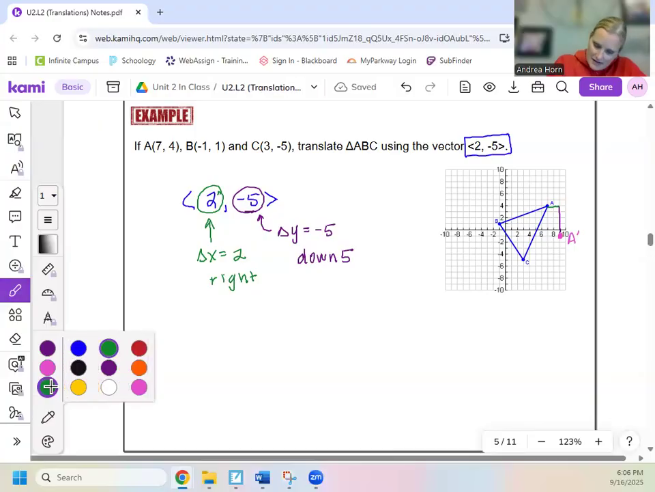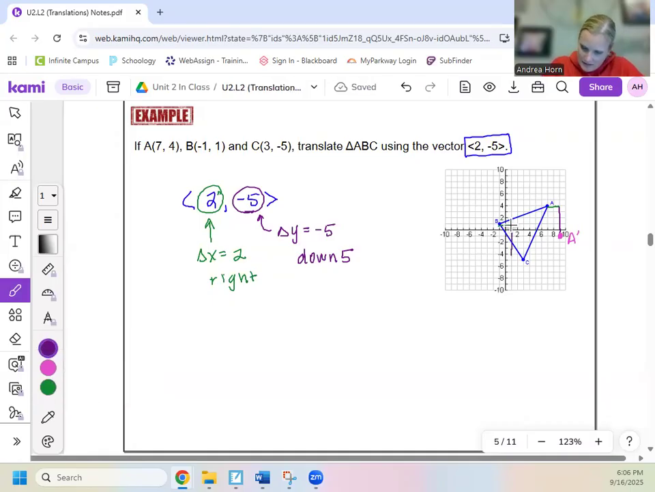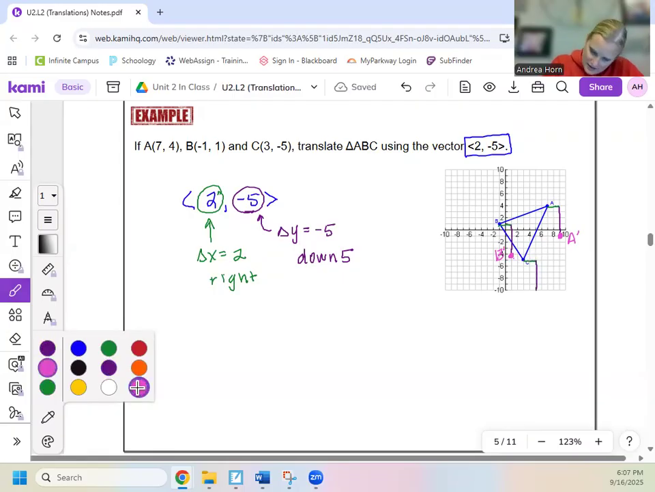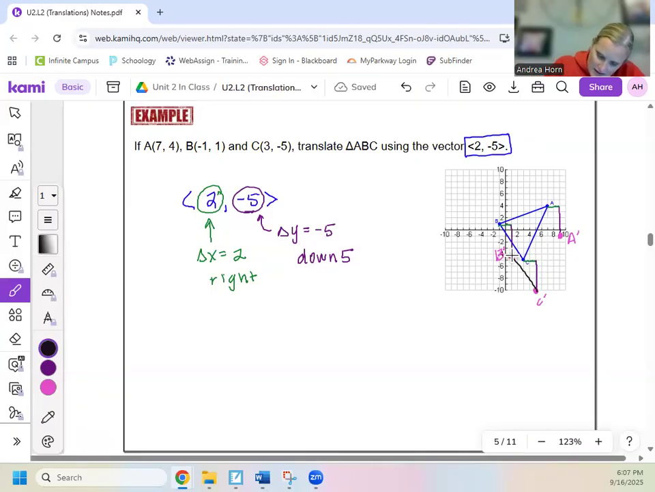And then I'm going to do that for every single vertex. So I'm going to go right 2 for my B, and I'm going to go down 5. So then that becomes my B prime. Remember, make sure you're labeling your points so that everybody can see where they move. We're going to go right 2, and then down 5, which should take us to the end. So then this is my C prime. And don't forget, it's very important that we connect the dots. If we don't connect the dots, then we're not translating the whole figure, we're just translating 3 points. So we want to make sure we connect the dots.